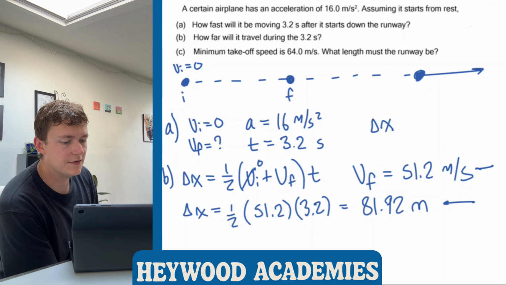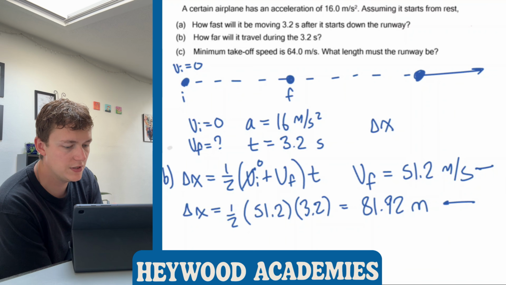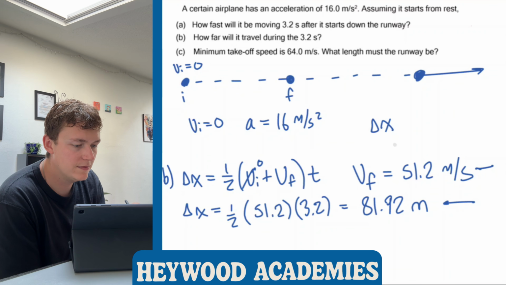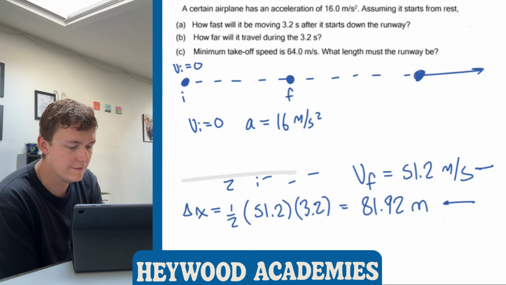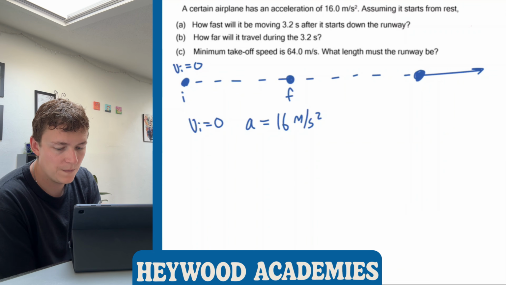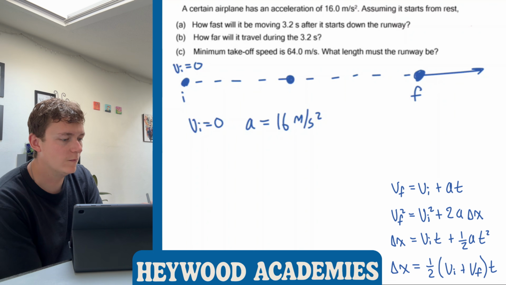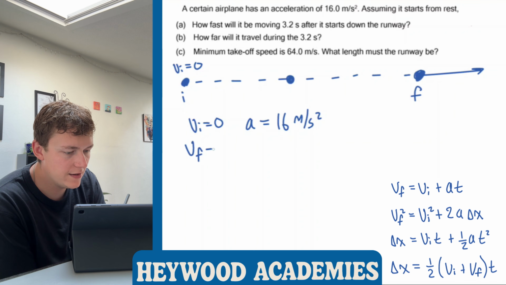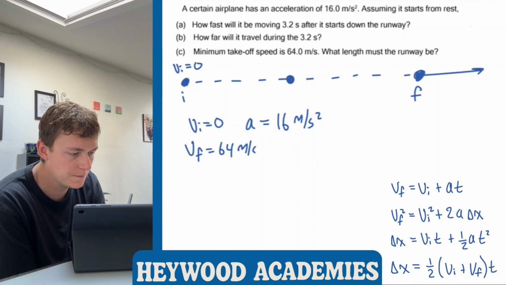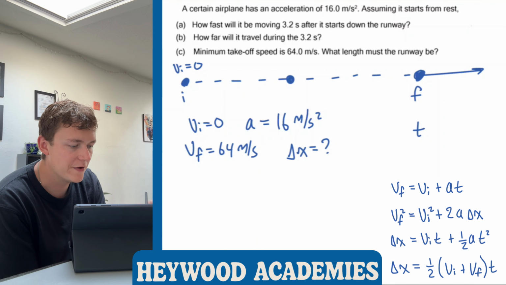Now we can go ahead and answer part C. So for part C, we're going to get rid of most of the information here. We're still going to have an initial velocity of 0. Time might be different. So we can edit our picture here as well a little bit. Now our final is not going to be after 3.2 seconds. It's going to be way over here, which is when we have that final speed of 64 meters per second. We're trying to figure out the displacement, and we don't care about the time.